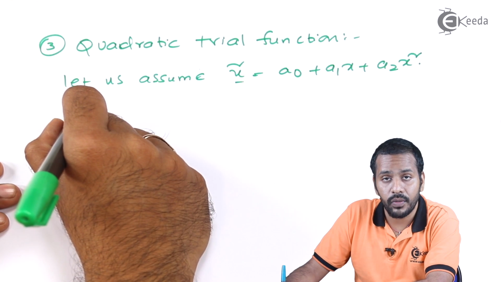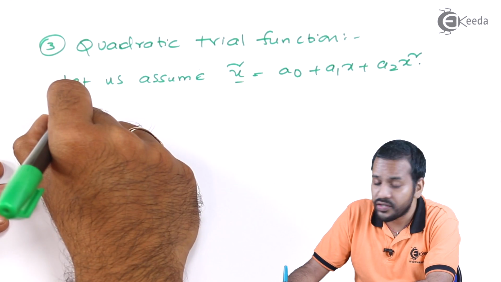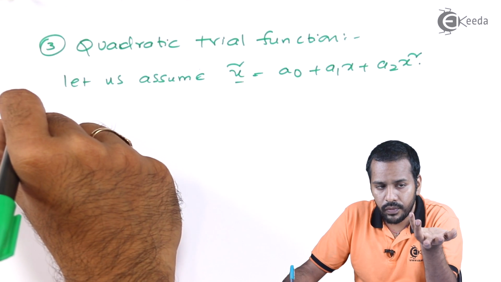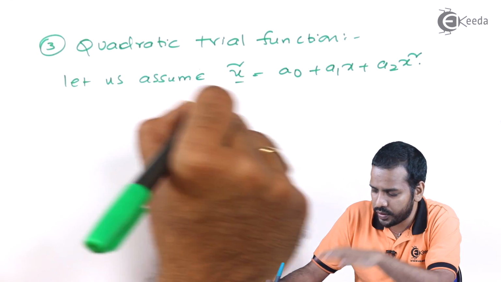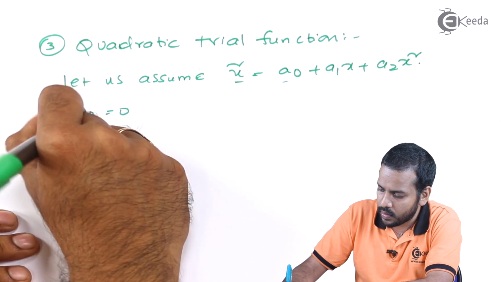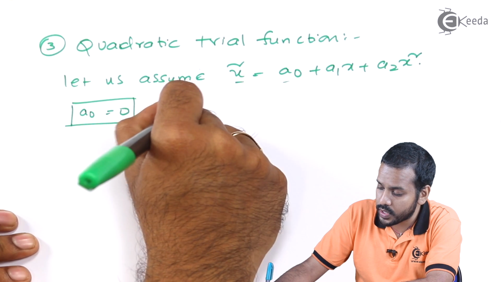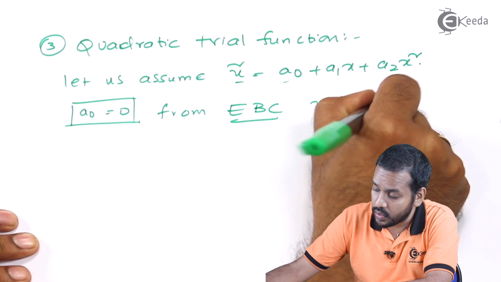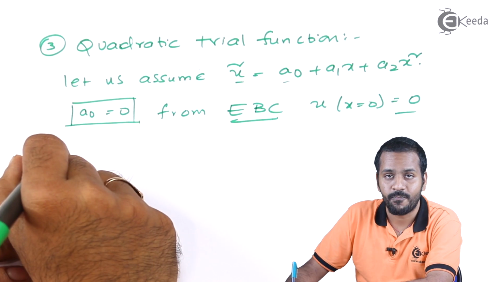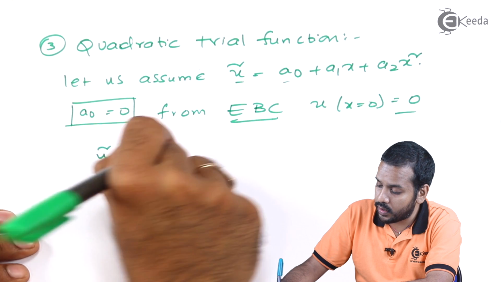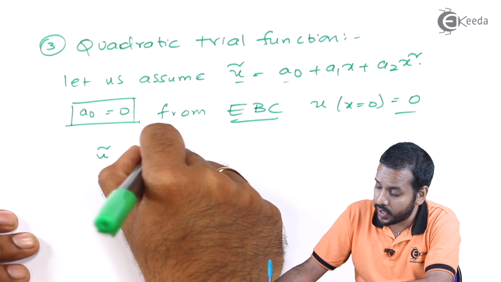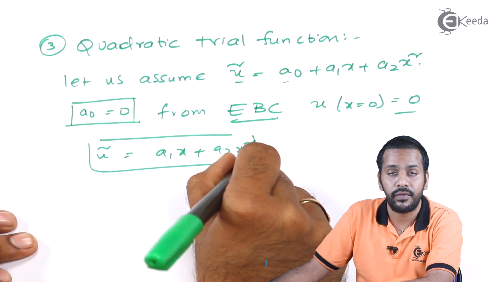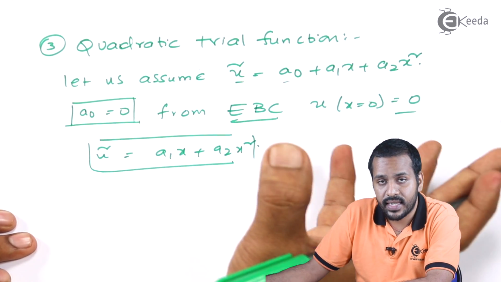It has to satisfy the essential boundary conditions, right? That is the first requirement. So what are the essential boundary conditions? At x is equal to 0, your u naught is 0, basically your displacement is 0. So if you do that, your a naught will become 0 from the essential boundary condition, that is u at x is equal to 0 is 0. Then you will be left with u tilde is nothing but a1 x plus a2 x square. This is what you are left with, a trial function that satisfies essential boundary conditions.